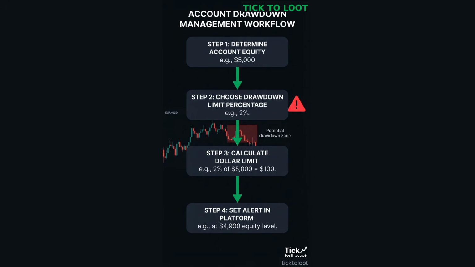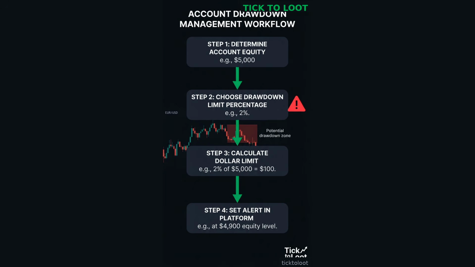Now that we understand why drawdown matters, let's walk through a step-by-step method to set a maximum drawdown threshold that protects your account. Step 1. Find out your current account equity, which is simply the total cash you have plus any unrealized profit or loss. Suppose you have $5,000 in your demo account. Step 2. Decide what percentage of that equity you are willing to lose before you stop trading. For beginners, a common rule is to keep drawdown under 2% of your account. That means you're comfortable seeing your equity dip by no more than $100.